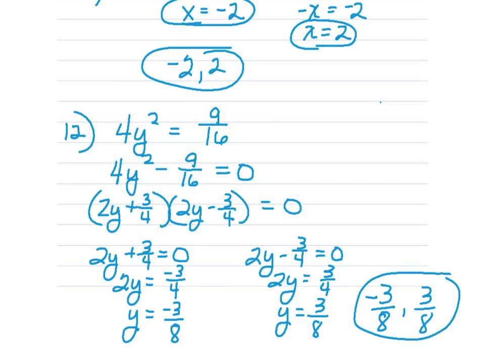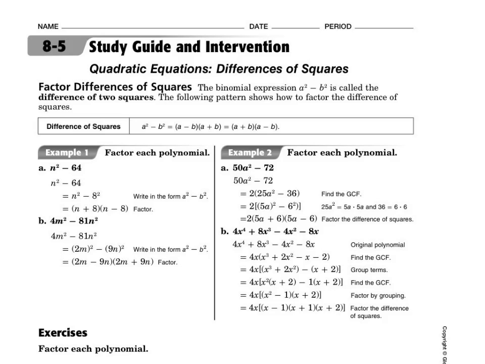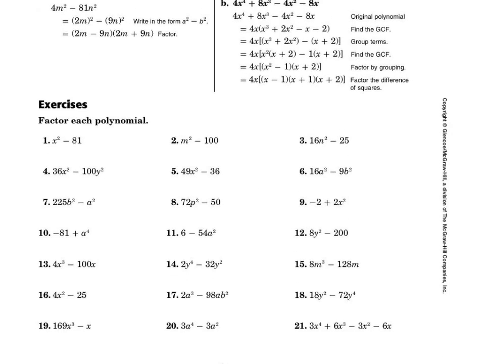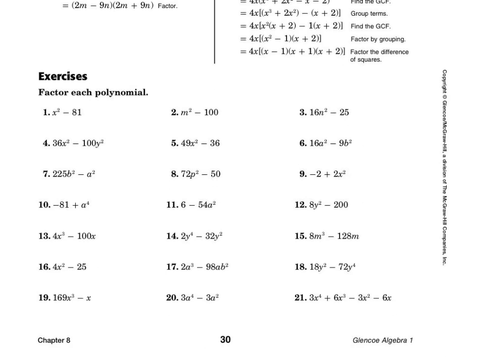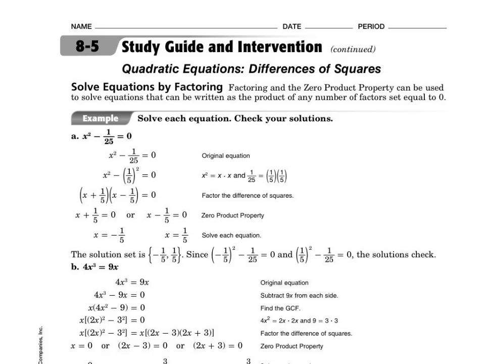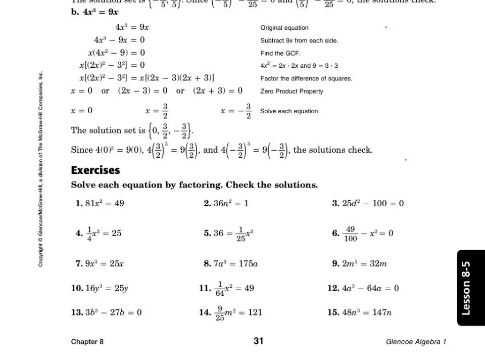Okay, the roots for this equation are negative 3/8 and positive 3/8. So for independent practice, I would like you to work on 2 factoring problems. You're going to do number 5, and you're also going to do number 21. For solving problems, I want you to work on number 4 as well as number 9.